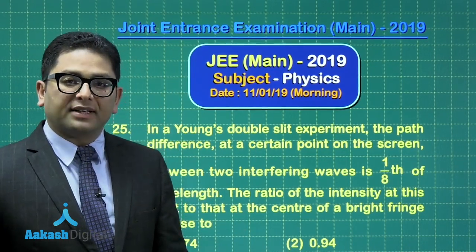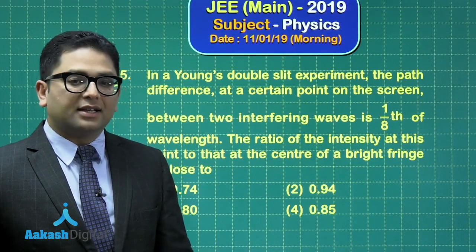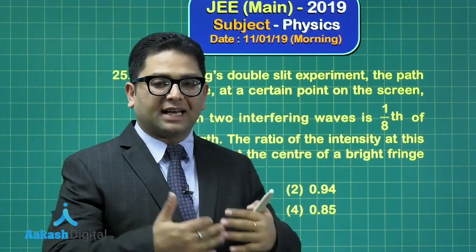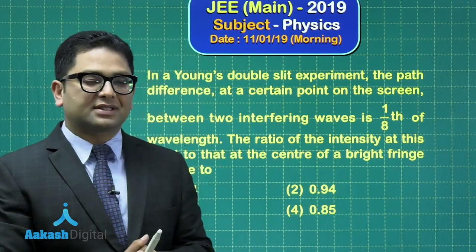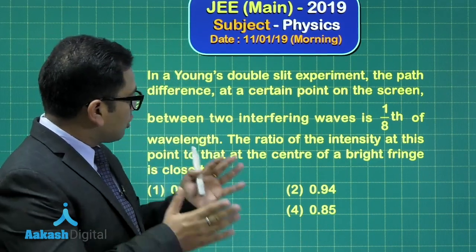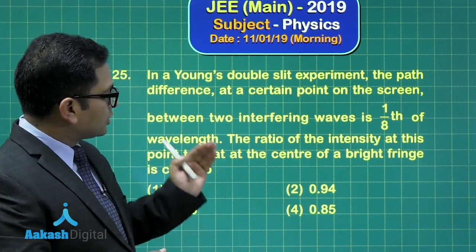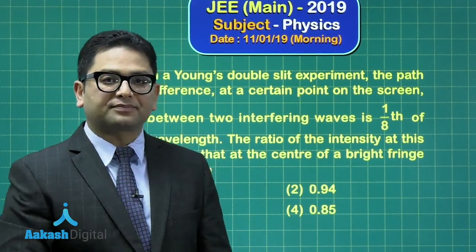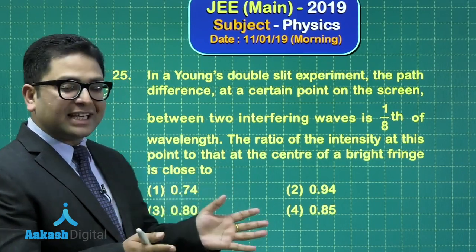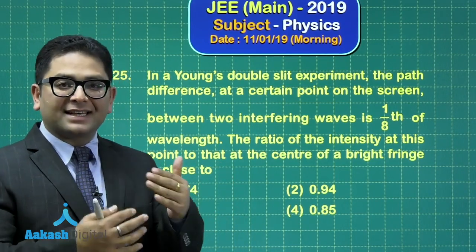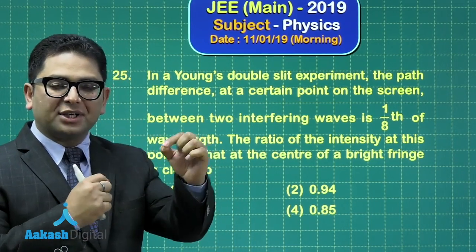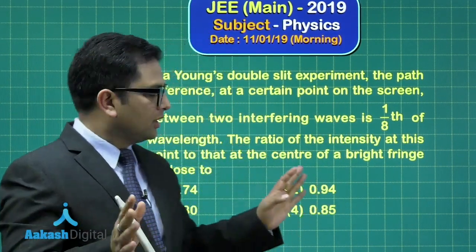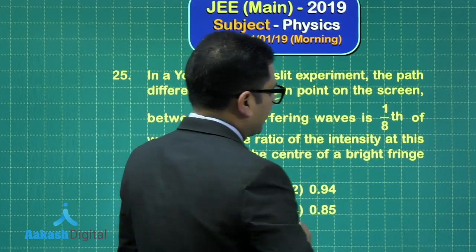All of us know when it comes to interference, the first and foremost thing we see is the path difference and subsequently the phase difference. The ratio of the intensity at this point to that at the center of a bright fringe is close to. Since nothing has been said about the relative intensity of the two interfering waves, we assume both to be of equal intensity. So that's on a simple faith we can go.